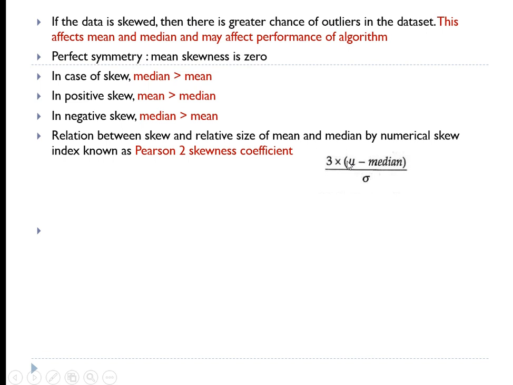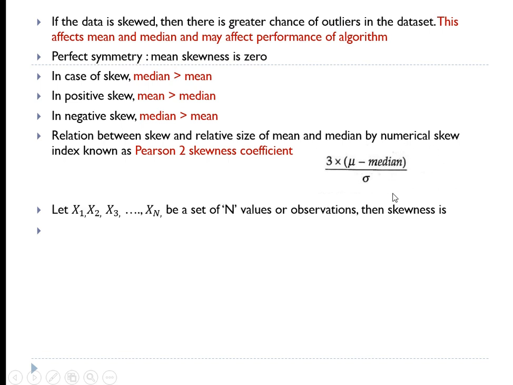So this mu is the mean value. You subtract the median from it, multiply that by 3 and divide it by the standard deviation. So this formula gives the relationship between skewness and mean and median.